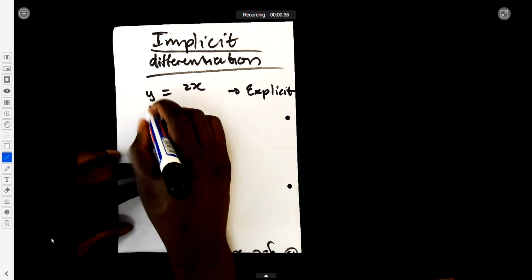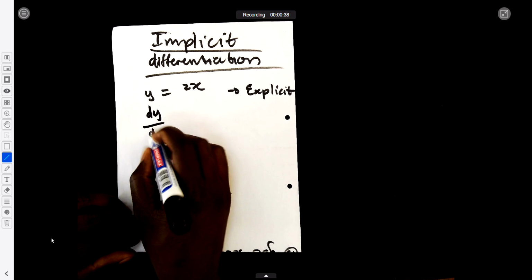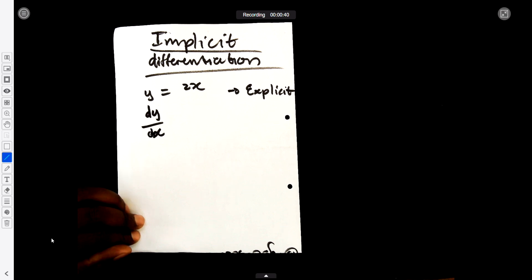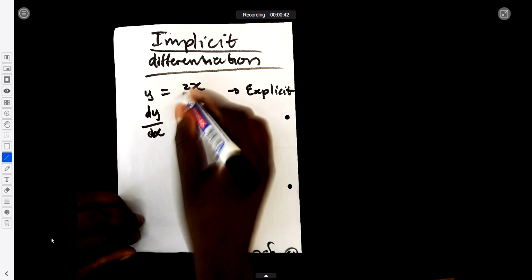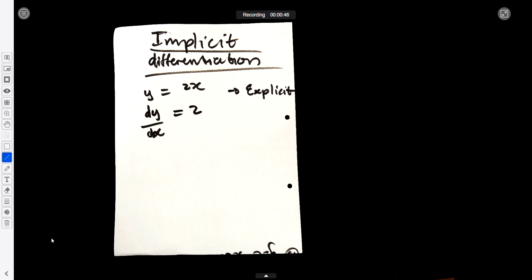We know the derivative of y is what? dy over dx. That is the derivative of y. But the derivative of 2x is what? It is 2. That is explicitly so in differentiation.